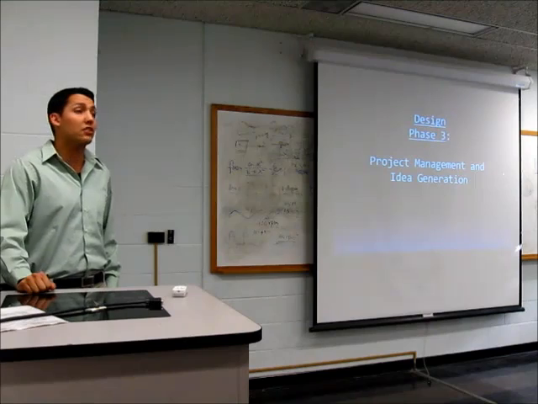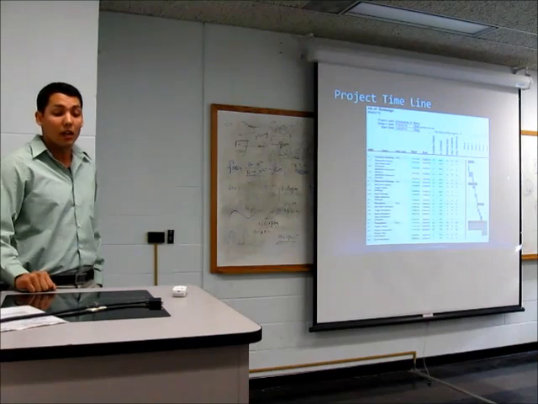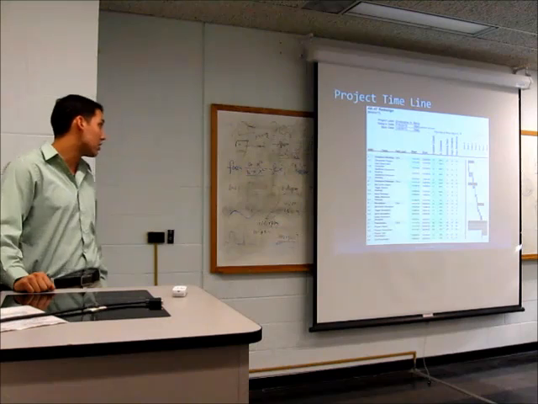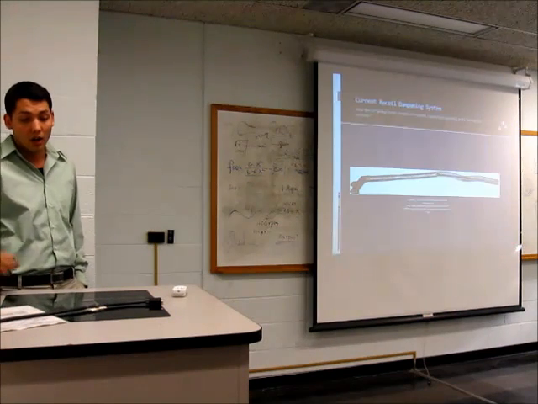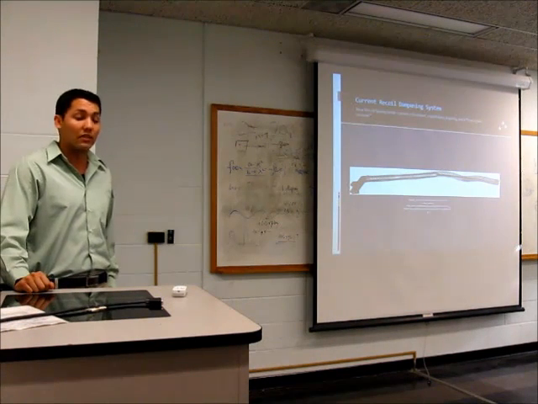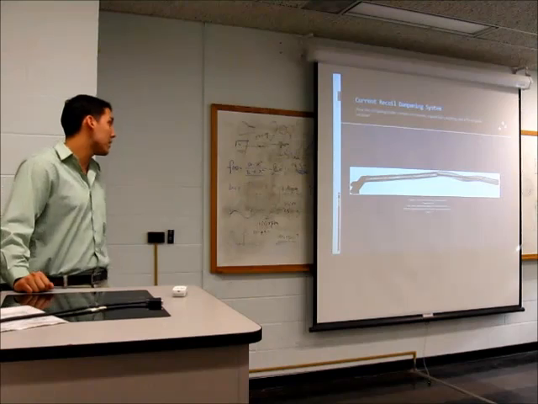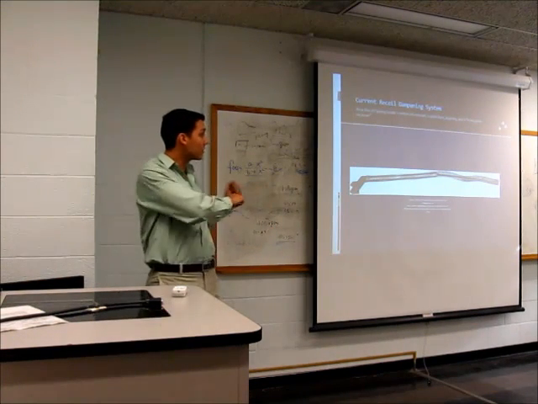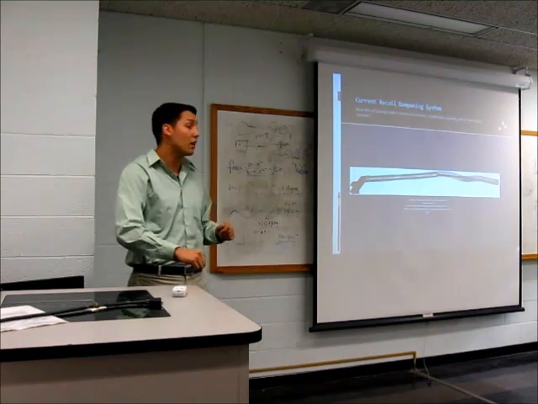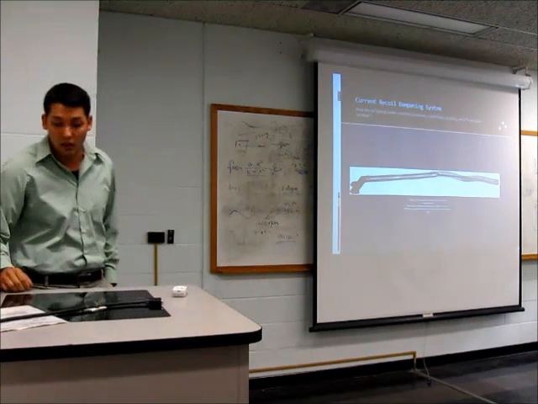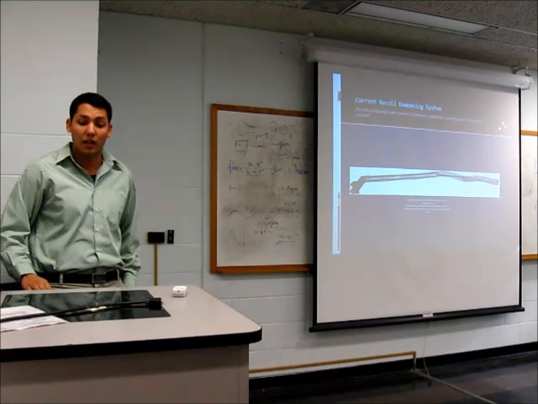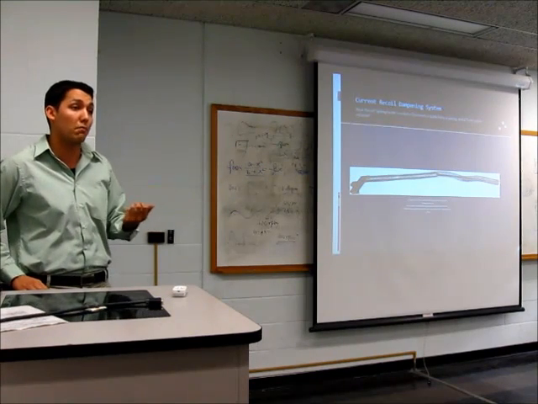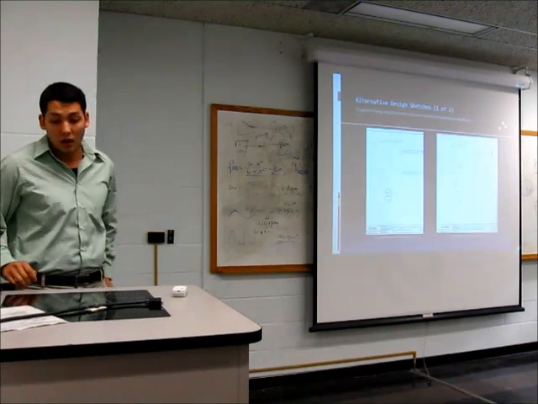Phase 3, project management and idea generation. Here what I did is I did just a general timeline, a Gantt chart of what I was going to do over the semester. I followed it pretty close. This here is the current recoil dampening system for the AK-47. It's basically 2 guide rails for the spring inside, and then that's loaded into the weapon, which I'll show in just a second here. It's a very basic design. And at the very right end, that's where it contacts with what's called a bolt carrier for the weapon.